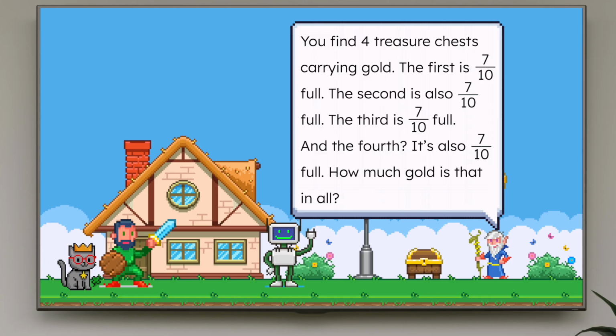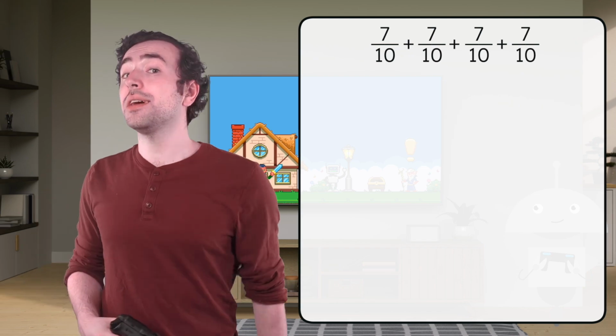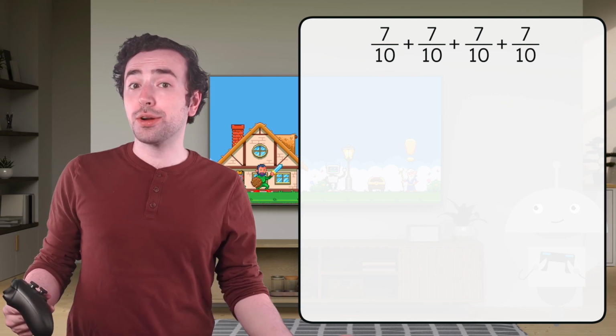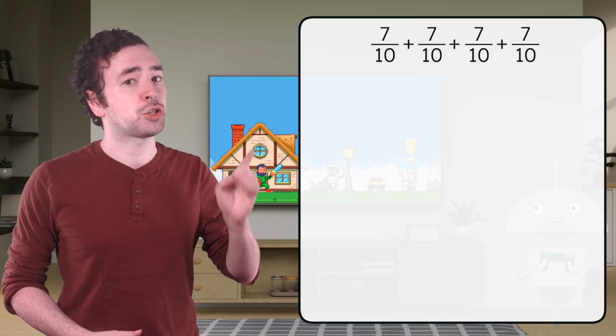It's time to apply everything we've practiced. Pause once more to figure out which operation to use, solve, and record your answer in simplest form in your guided notes. You might have chosen addition to solve this problem, and that works. But what other operation can be used to solve this repeated addition problem?